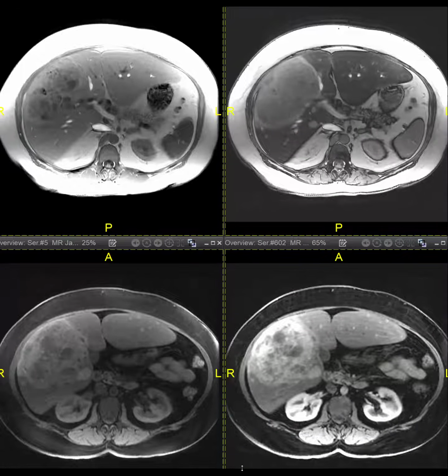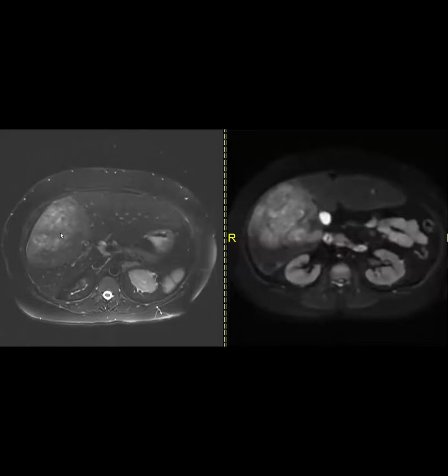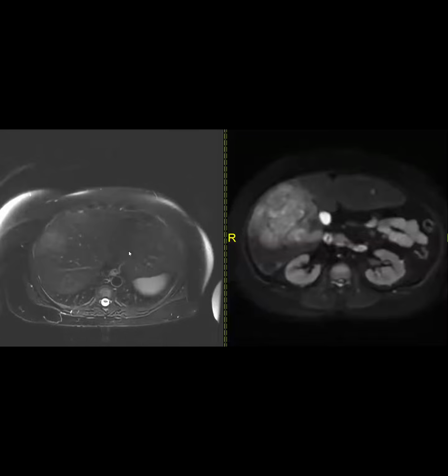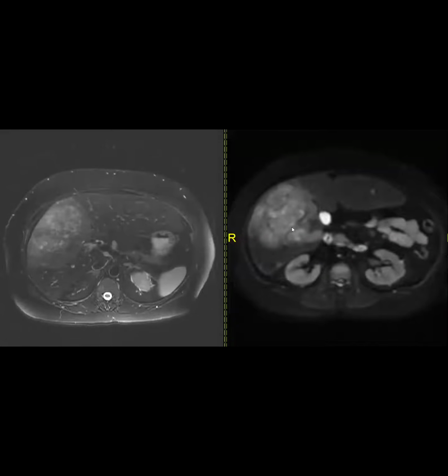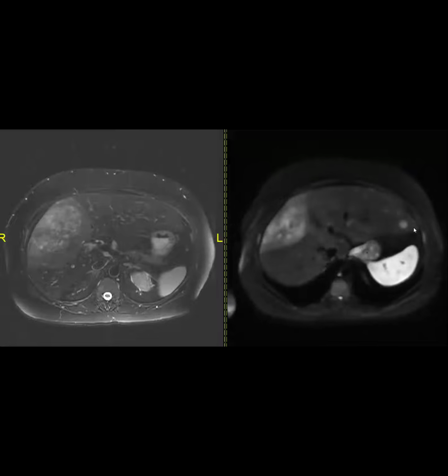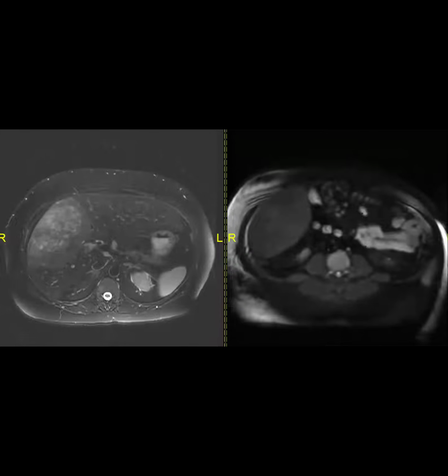It does not, but it does have areas of T2 hyperintense cystic spaces. The rest of the lesions are maybe slightly hyperintense on T2. They do have a little bit of diffusion restriction. The big one has diffusion restriction.